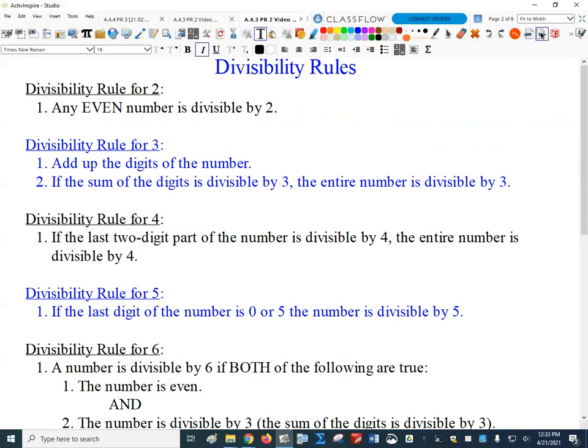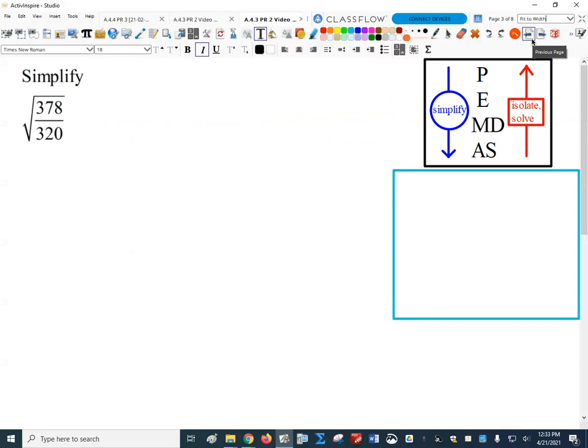Let's take a quick look at reviewing one problem where we're simplifying square roots, and then we're going to look at using this skill that we've been practicing to solve some quadratic equations. So let's start off with this one.